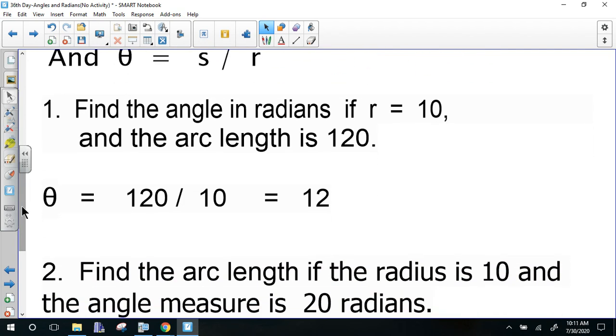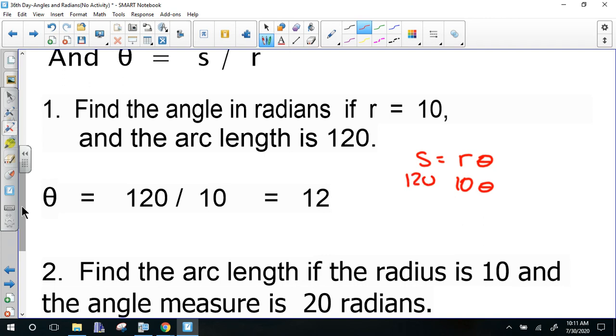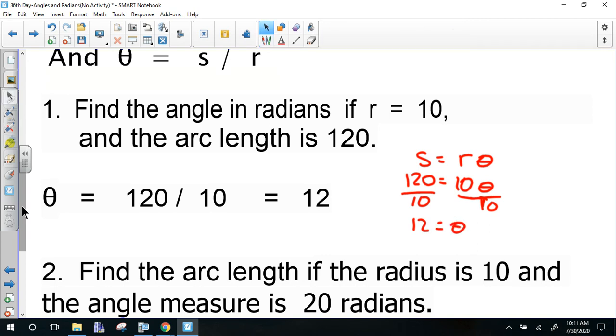We're going to find the angle in radians if R is 10 and the arc length is 120. R is 10, the arc length is 120. So what do we have to do to solve for theta? We divide by 10. And we get 12. You can also use this form of it. Theta equals S divided by R.